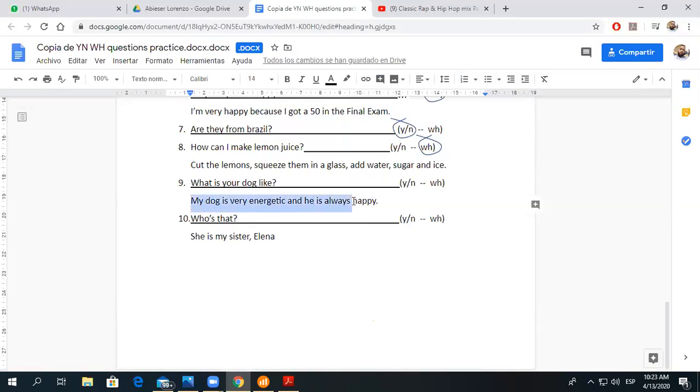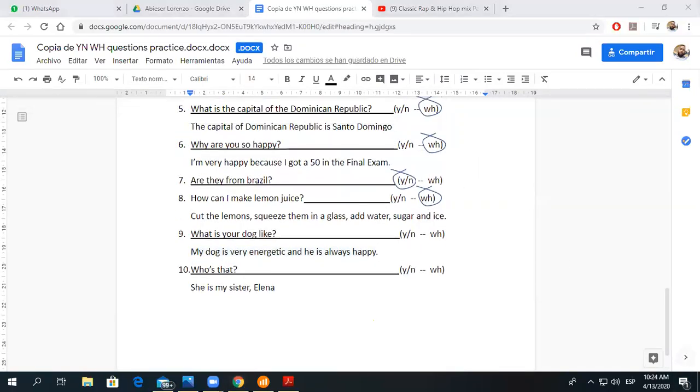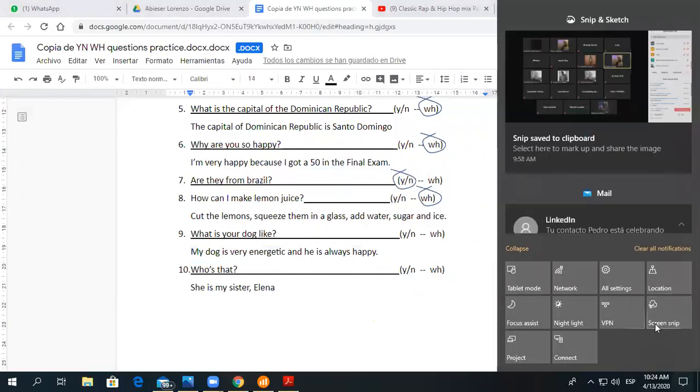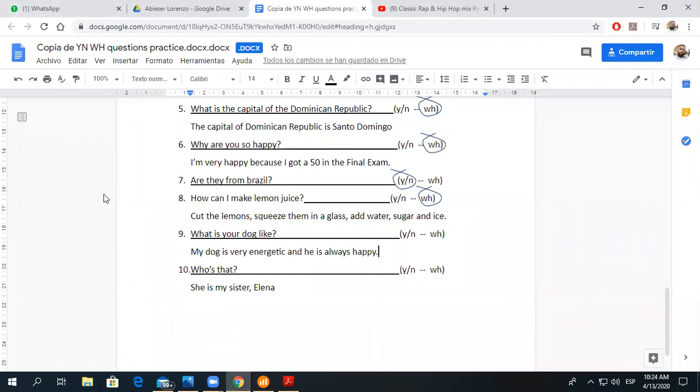My dog is very energetic and he is always happy. Okay? So, what's the question for that? Is the question that we have right there. What is your dog like? Very good. That's the question we use to describe people or things. An animal is in that category, the category of things.